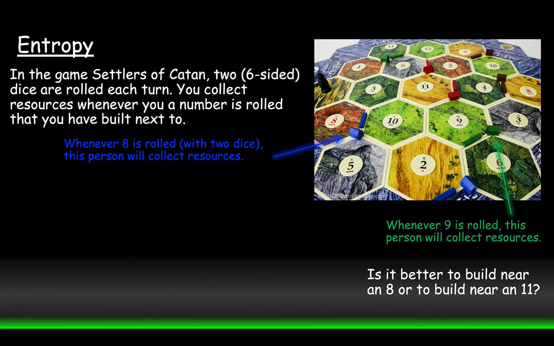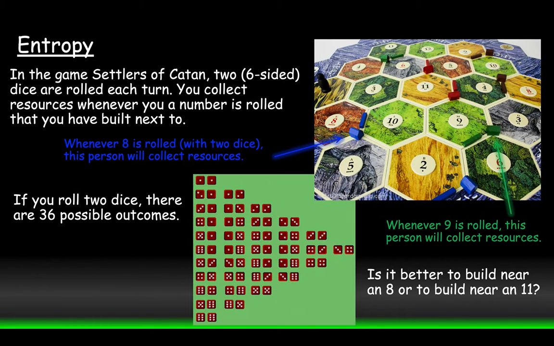Now, as a thought experiment, say you want to build. Would you rather build next to the 8, or would it be more advantageous to build next to an 11? Well, you could think about which is more likely to occur when I roll two dice. Is it more likely for me to roll an 8, or is it more likely for an 11 to be rolled? One way you could look at this quantitatively is to list out all the different possible combinations of rolling two dice.